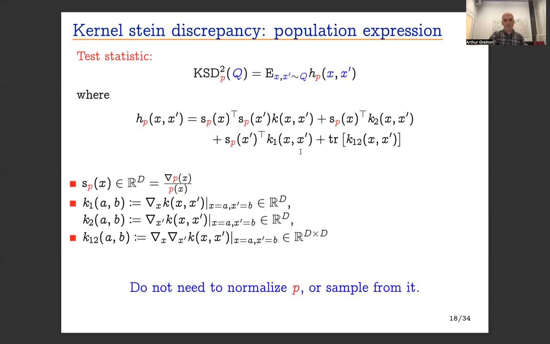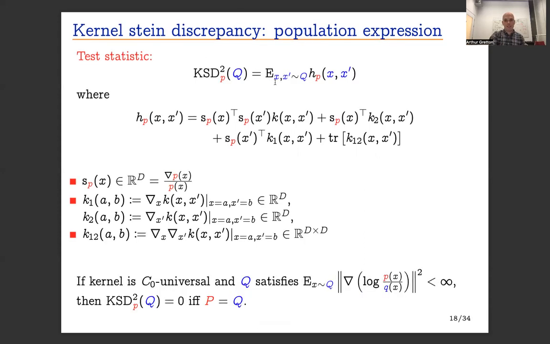A very important point to keep in mind with the kernel-Stein discrepancy is that even if you only know P up to normalization, you can still compute this because the normalizer cancels. So I've got derivative of P on P, the normalizer cancels, and I can compute this even if I only know P up to normalization, which for complicated models will very often be the case.